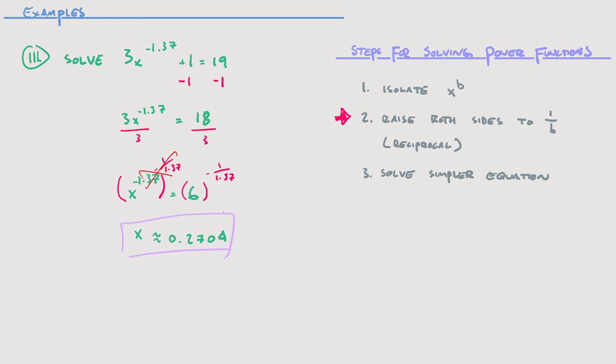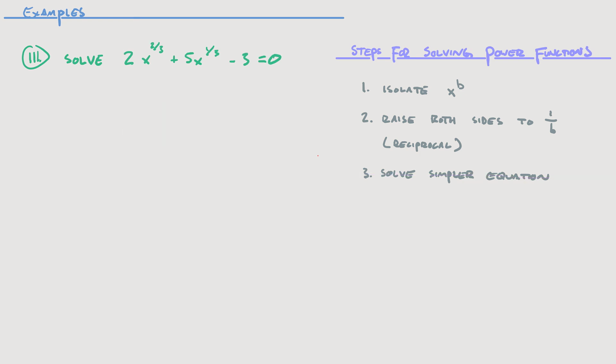Now, it's a little trickier to answer whether or not this is our only solution. 1.37 is a terminating decimal, which means it can be written as a fraction, and we'd have to figure out whether the numerator for that thing is even or odd, because that would determine whether there's 1 or 2 solutions. So just take my word for it on this one. This one only has just the one solution. And notice there's no simpler equation to solve in this one as well. After we raised both sides to the 1 over b, that was just the answer. We're done. So we don't need this step for this one.